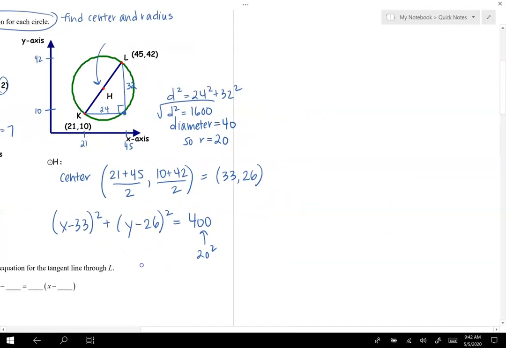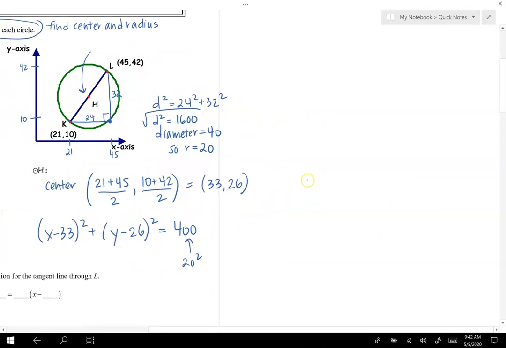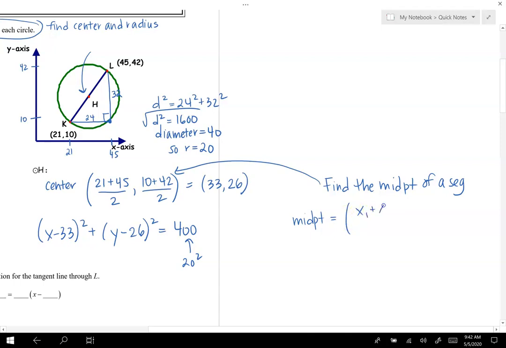If you want to write a note to yourself, what I did here for the center was find the midpoint on the grid. Find the midpoint of a segment. So if you have 2 points, your midpoint is the 2 x coordinates added together, divide by 2. And then the 2 y coordinates added together, divide by 2. So if you want to write that down somewhere, it'll definitely show up on your homework again.